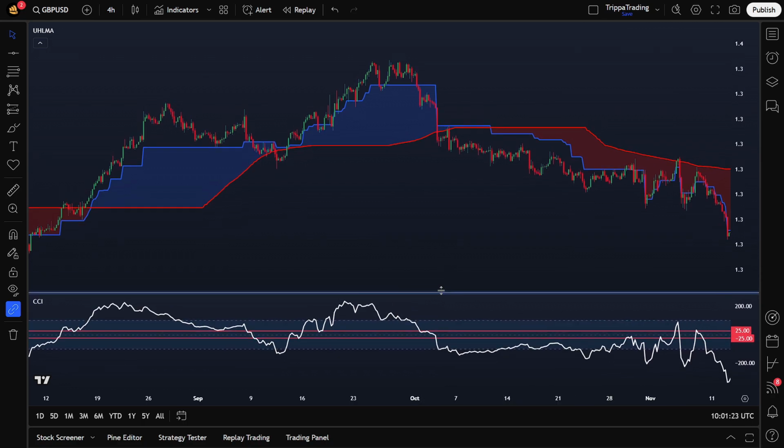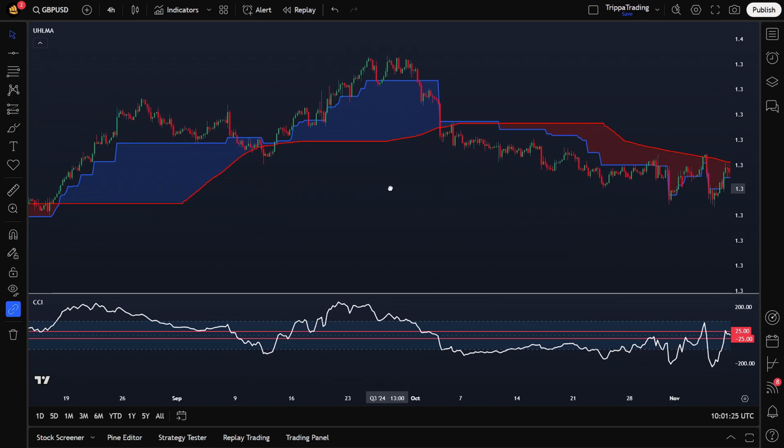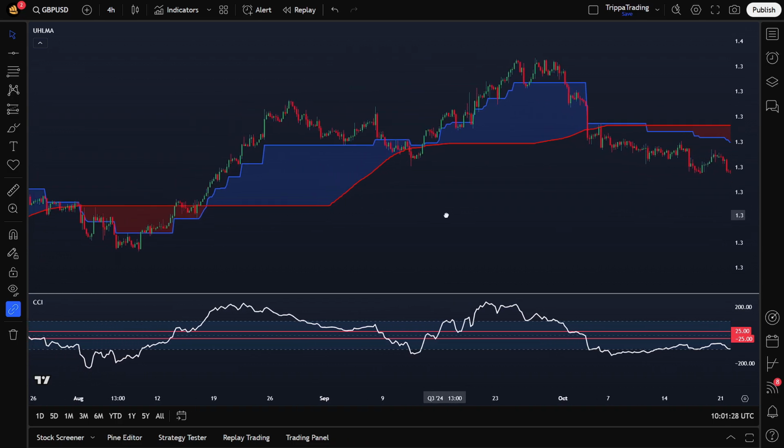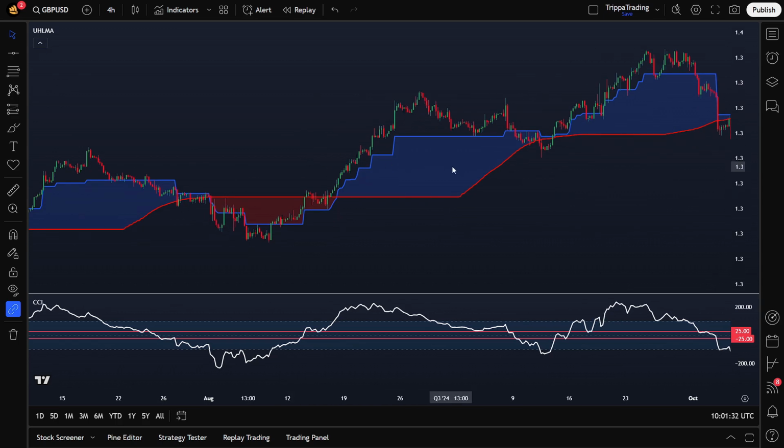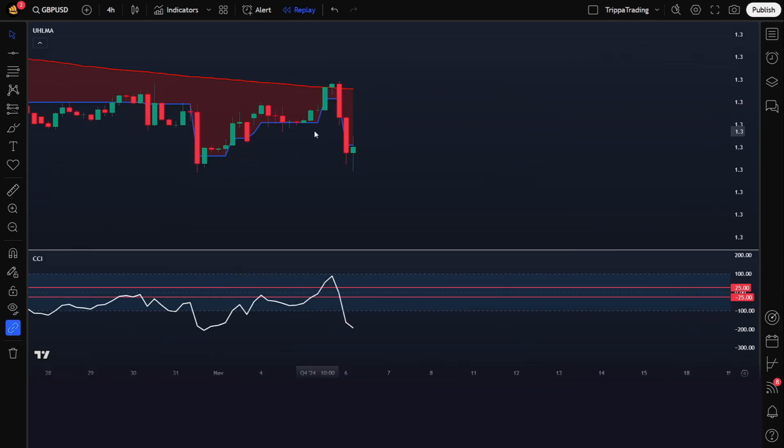Now that our setup is ready, let's dive into how to trade with this strategy. It's a very simple yet effective method, so stick around until the end to understand all the details. As mentioned earlier, when the area between the two lines is red, we'll focus on sell trades. The CCI line plays a critical role here.